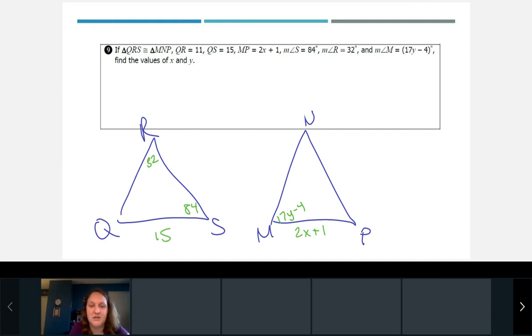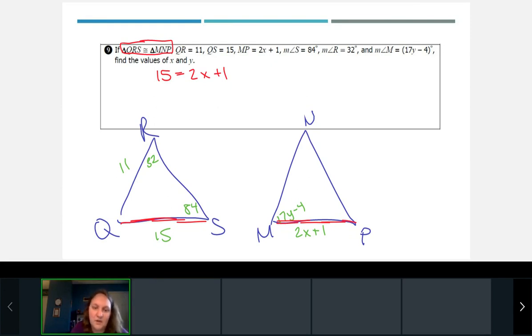That's all right. Just remember that your corresponding parts are going to be congruent because these two triangles are congruent. Oh, QR is 11. Thank you, dear. So now we can set up our equations, right? If you drew your picture so that the letters corresponded, you hopefully can easily see that QS and MP will be equal, so you can say 15 equals 2x plus 1. That 11 was a distractor. They're trying to get you to say 11 equals 2x plus 1, maybe trying to get you to draw your triangle wrong. So just be careful with that.